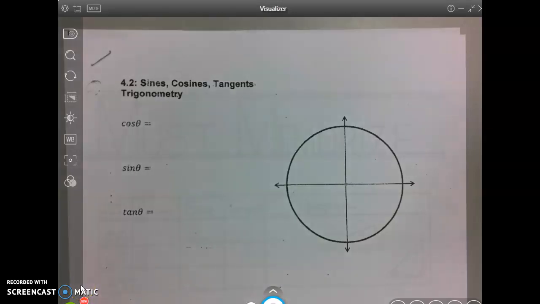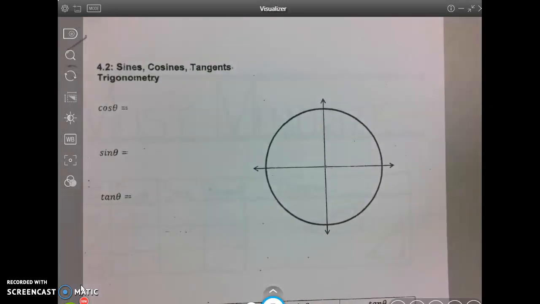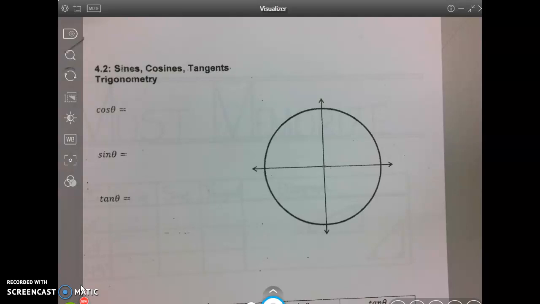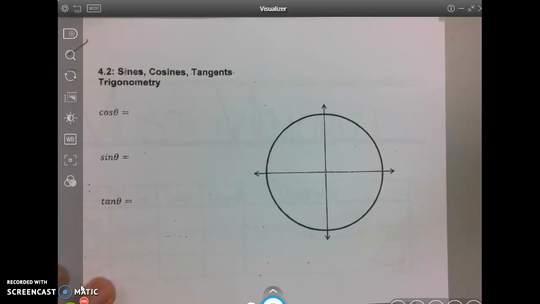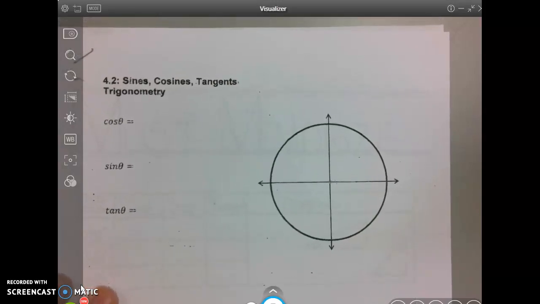Video number 1, 4.2, 4.3, sines, cosines, and tangents. We're going to be looking at our trig functions on the unit circle. And let's start off by defining what cosine, sine, and tangent are.